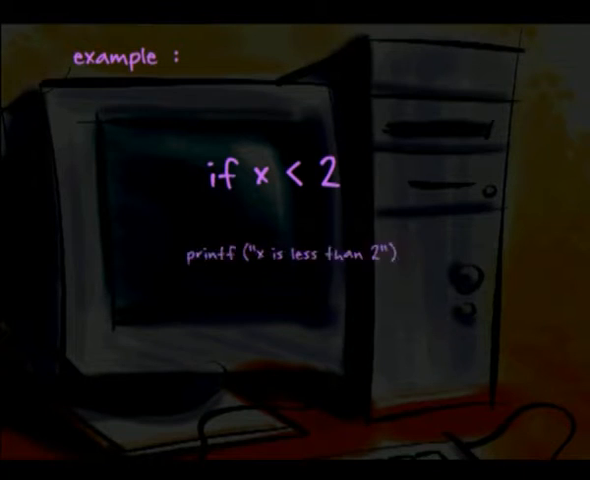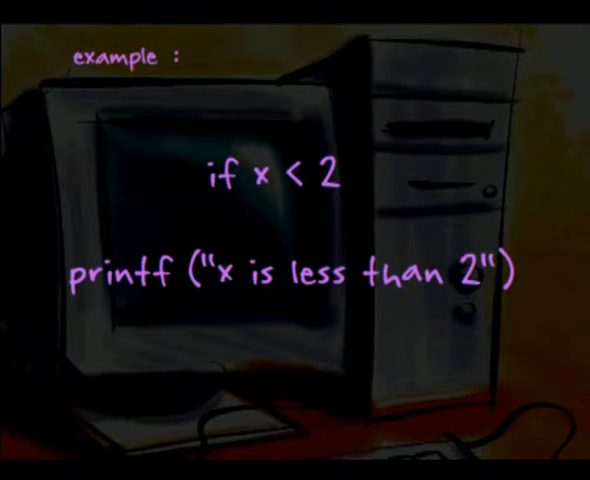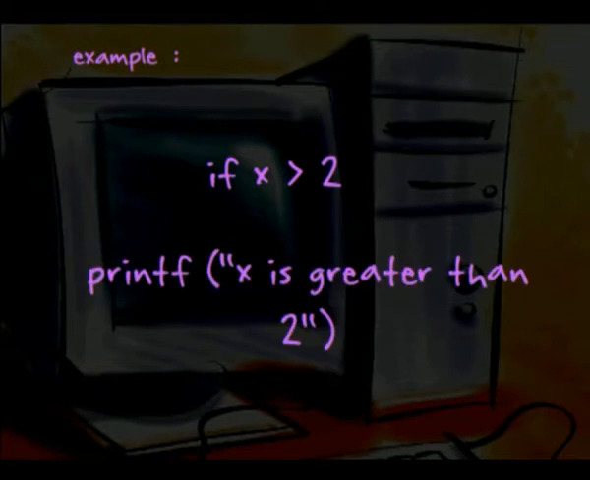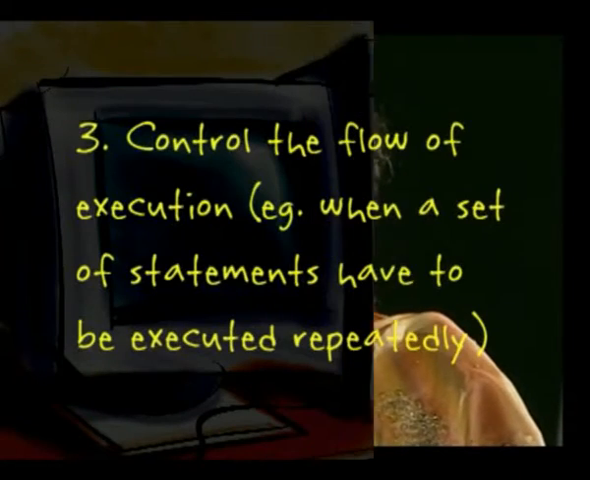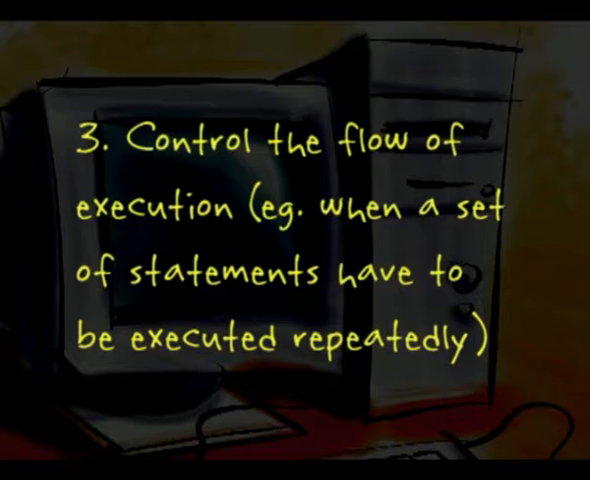For example, if a certain value is less than a threshold value or more than a threshold value, depending upon that we may have to execute a set of statements. So in such cases also we need these control structures when we have to control the flow of execution. So what does this mean, control the flow of execution?